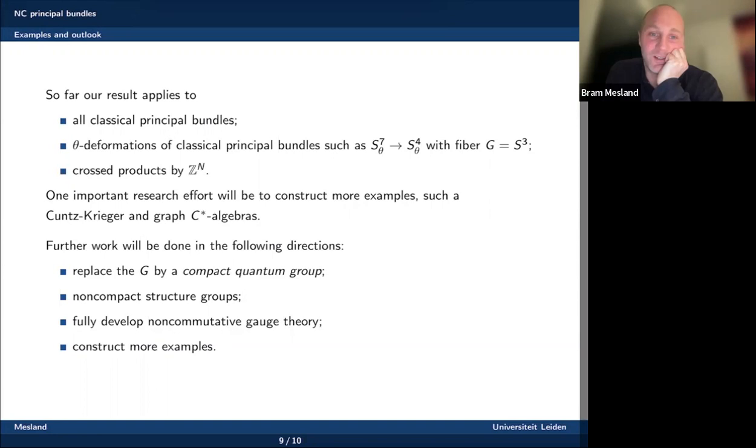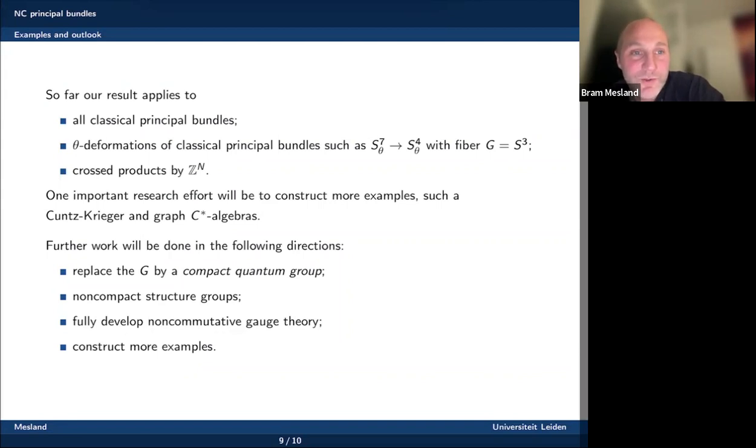which could even be non-compact. I have not discussed this, but we can actually deal with non-compact bundles. And our results are also stable under theta deformation. So we can deal with, for example, the theta deformed 7-sphere over the theta deformed 4-sphere, which has this non-abelian fiber SU(2). I've written S3 here, which is maybe from a group perspective not that natural. And also crossed products by Z_n can be dealt with.